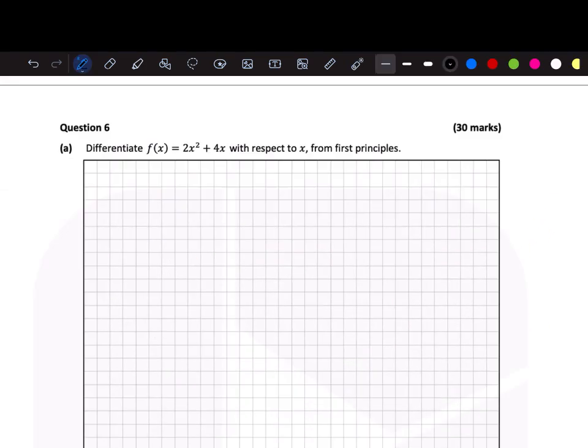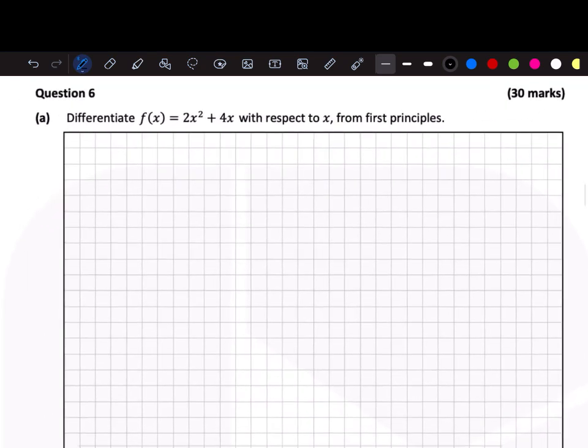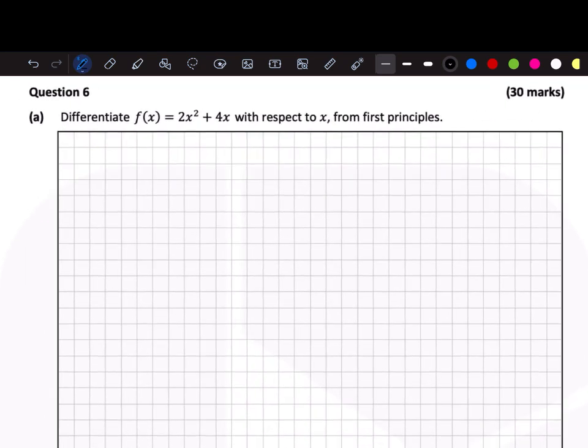So question 6, it says differentiate f of x equal to 2x squared plus 4x with respect to x from first principles. First principles, it's not in your tables, you just have to learn it off. If you do a few of them though, over and over again, they get much easier.